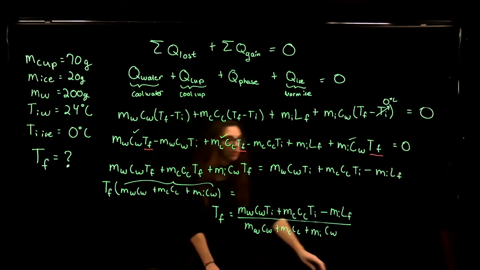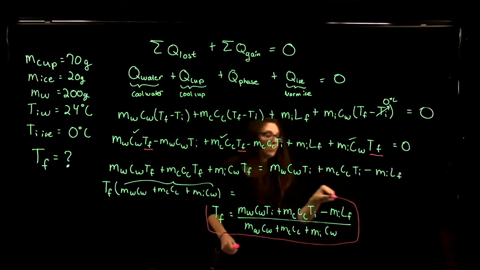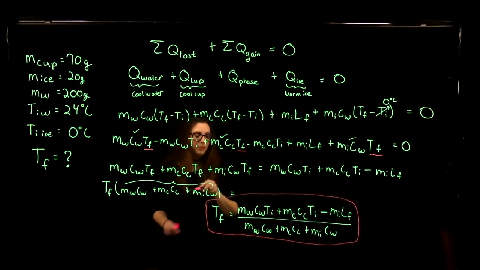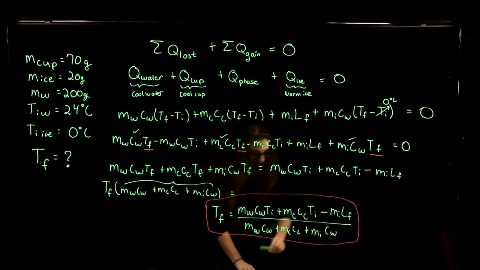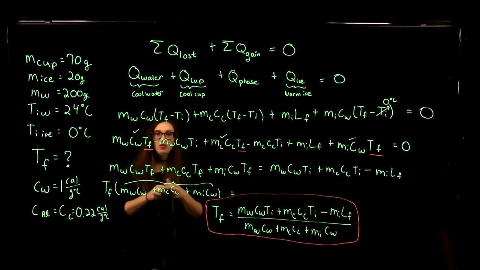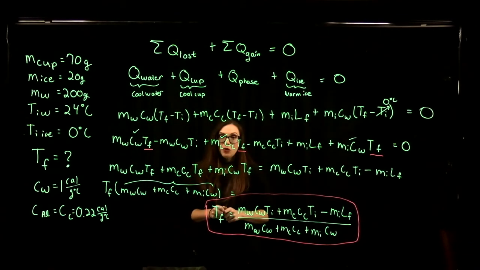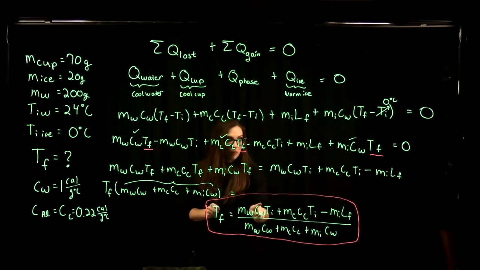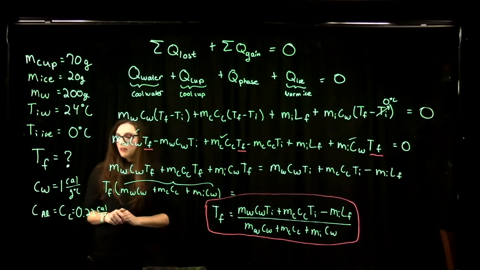Big equation. You're going to keep this equation handy in your back pocket because we are going to use it for the lab this week. Okay, now we have to plug in our quantities. And before I move on to plug in the quantities, we need to write down the specific heat of the water and specific heat of the cup, which is made up of aluminum.